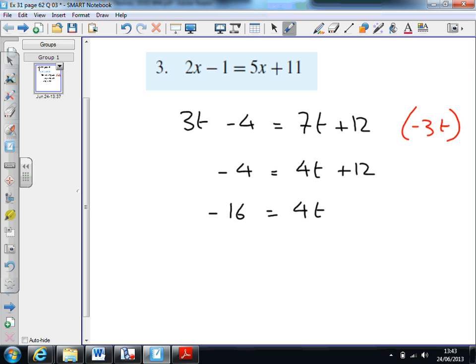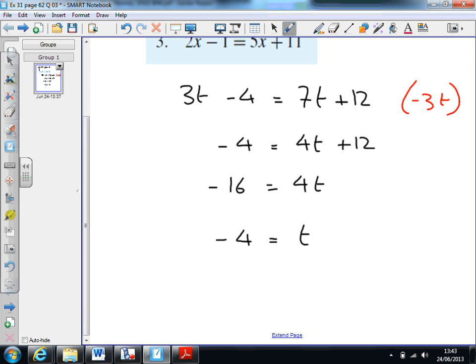And then t has been multiplied by 4 on the right-hand side, so divide both sides by 4. That will get rid of the 4 on the right-hand side. So divide both sides by 4. Those 4's cancel, we're left with just t, and then we must divide the left-hand side by 4 as well, so we get that negative 4 equals t, and so the answer is t equals negative 4.